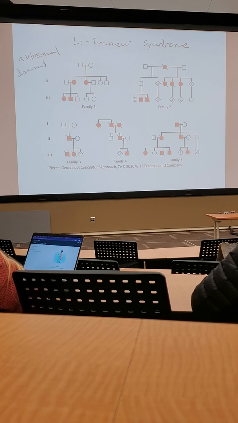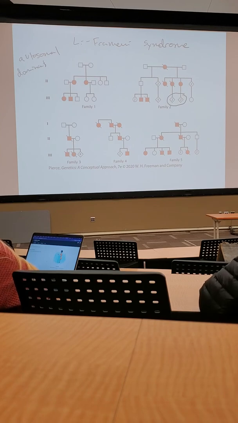So what's going on here? There are these affected parents that don't have anything happening here. What are these diamonds? We've never really seen diamonds. I was adopted.